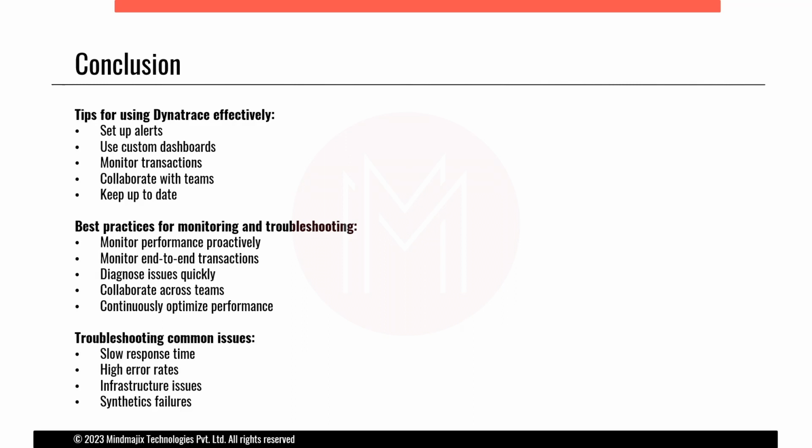continuously optimize performance. And some of the common troubleshooting issues will be primarily looking into what are the slow response times, going to the errors page and seeing what are the high error rates for that particular application. Infrastructure issues would be checking the CPU and memory utilization or synthetic failures, as I told you earlier. Whenever the test run is happening, and if any issues happen, we'll also be alerted, and we can rectify that issue before the end users log in.